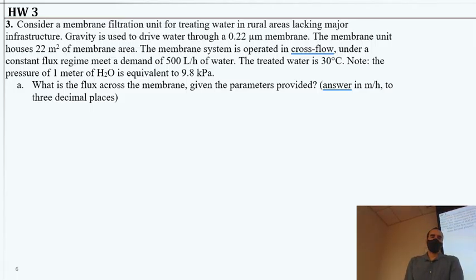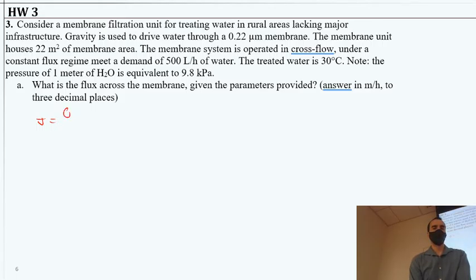All right. What is the flux across the membrane given the parameters provided is the first question. And I'm asking you to answer in meters per hour to 3 decimal places. Okay, so flux across the membrane, we're talking about J here. J is our flux.